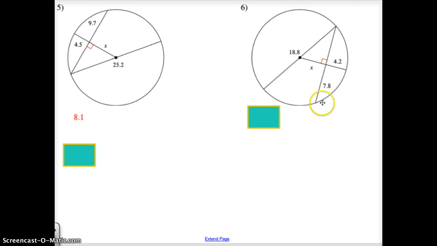Same thing over here, 7.8 is our chord on the other side, as well as the 18.8 diameter. Using the Pythagorean theorem, you should find that x equals 5.2. You'll see a bunch of these examples on the back side of your worksheet, and other than the fact that we have those triangles involved, these are basically the major points of the lesson. So finish the back side of the worksheet, bring it into class, and if you have any questions, we will answer them then.